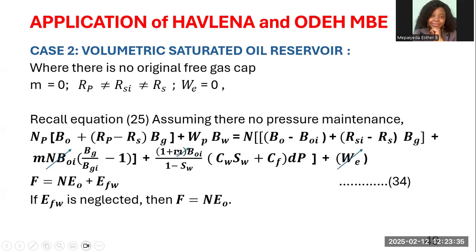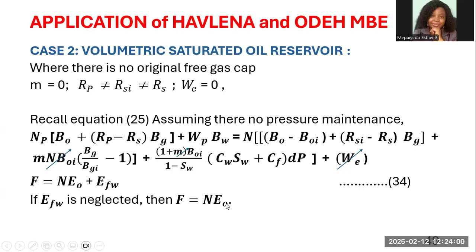But here, this is just 0, so you have 1 plus m, that's 1 plus 0. So you see a Boi times 1 minus Sw multiplied by this. Okay, so you have F equals N Eo plus Efw. But if Efw is neglected, if in some calculations it is indicated that Efw should be neglected, then you will have F equals N Eo.